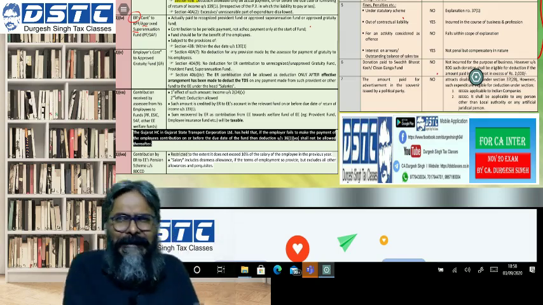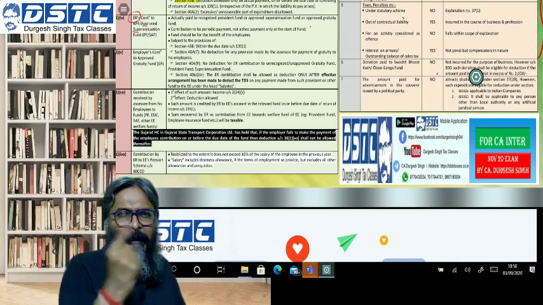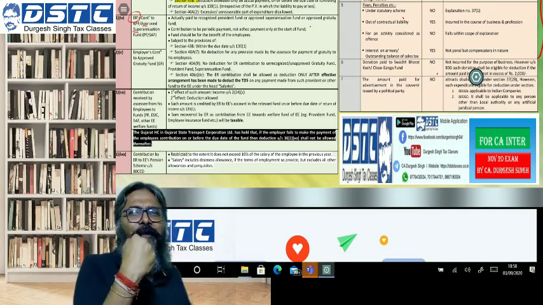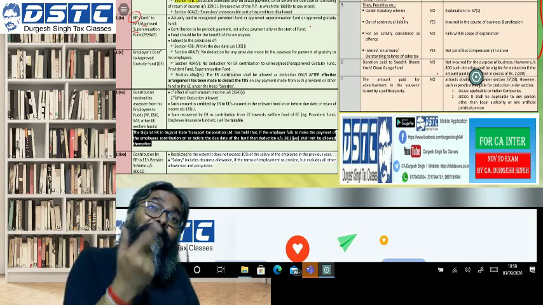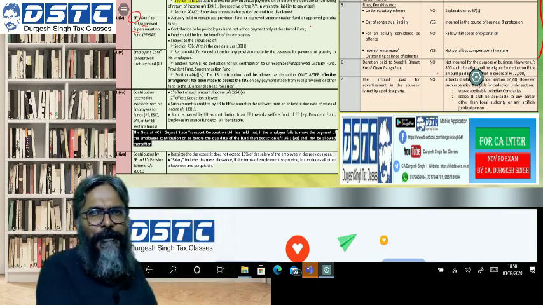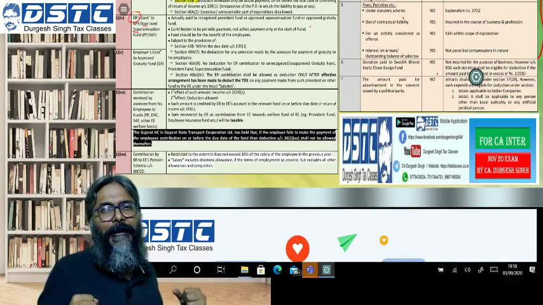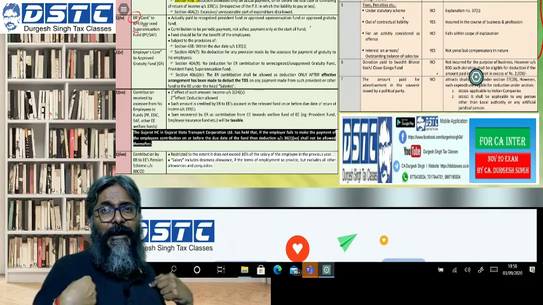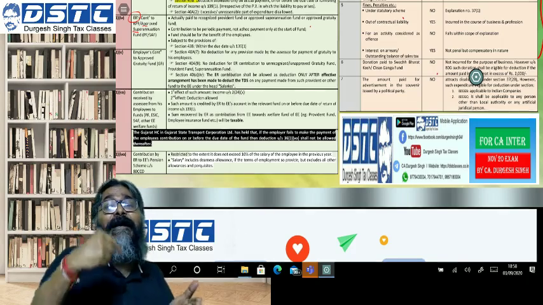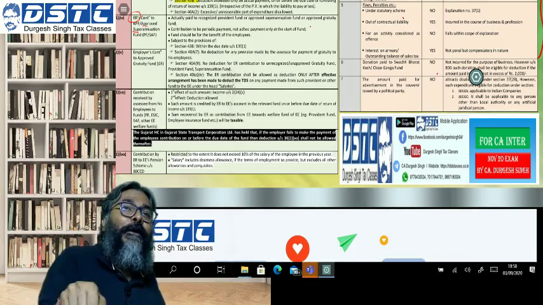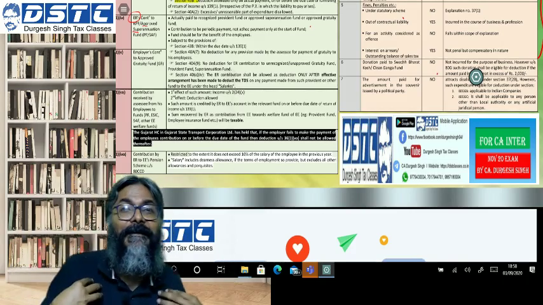Fine. So the law says, be careful. The moment the employer deducts the employee's contribution from the salary of the employees, it will be considered as the income of the employer. So it will be added as income. Why is it income? Because I have deducted the employee's contribution from the salary of the employee, so this is my income.